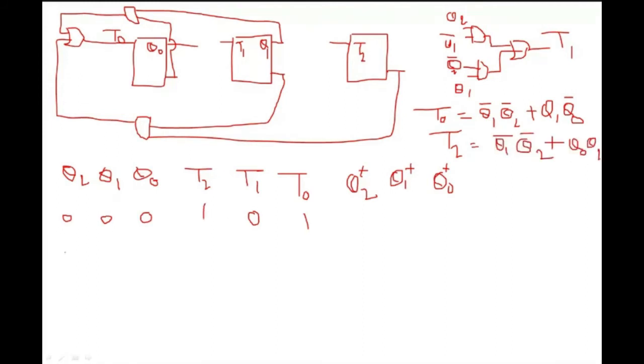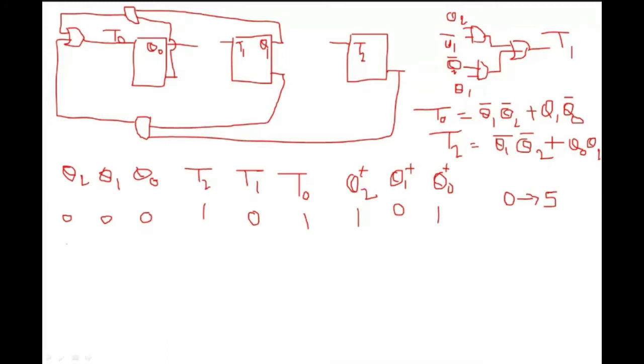So now when the present state is 0 0 0, T2 is 1, so Q2 will toggle. T1 is 0, so it will remain the same. T0 is 1, so it will toggle. So if the present state is 0, it is going to 1 0 1, which is 5. If 0 is there, it is going to 5. 5 is also my unused state, right?